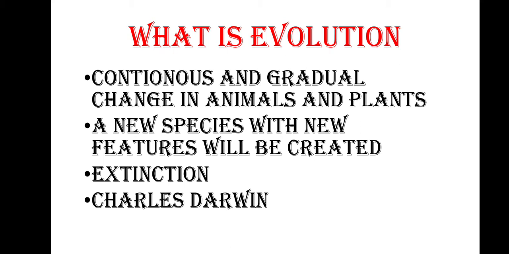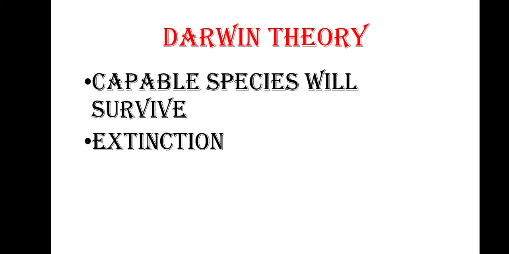At the beginning his theory was not accepted by many people, but slowly, as the evidence kept growing, the theory was accepted. So Charles Darwin told in his theory that capable species will survive. He gave the example that those animals which struggle, which make efforts to survive, to live, only they will survive, and those who are not making efforts will die. For example, suppose there are two animals, one is a deer and the other is a tiger.